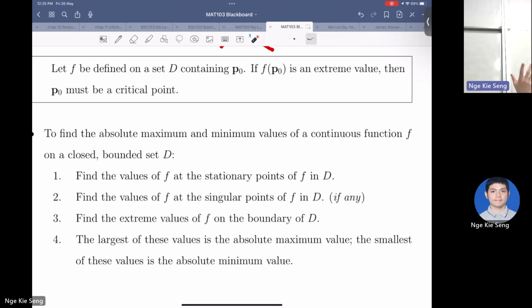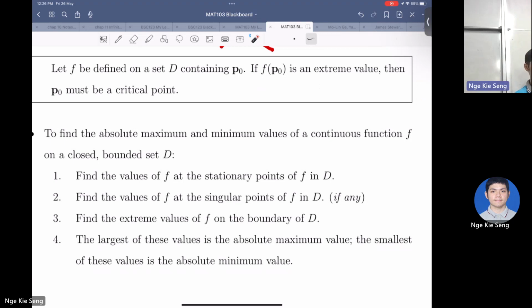Remember the 1/x example. We don't want a non-closed set because maybe it goes to infinity. So we find the values at stationary points, which is exactly what you do in one variable calculus. You compute the gradient, let it equal 0, and find the point.